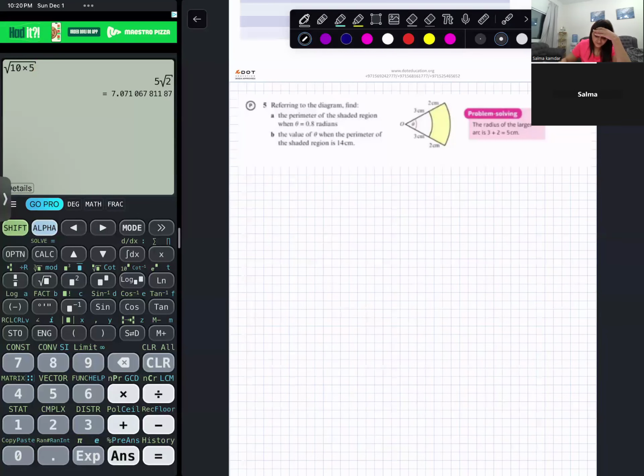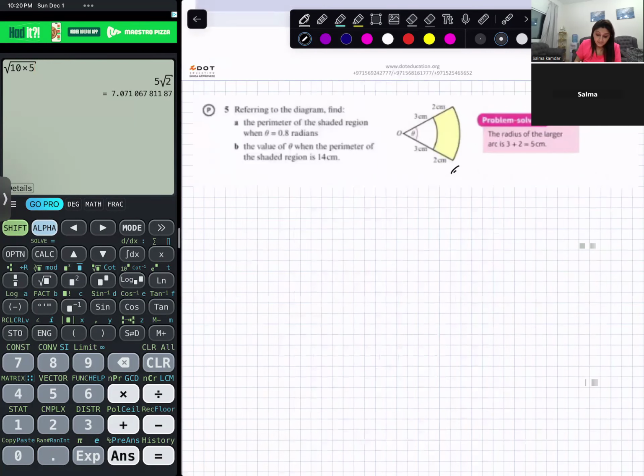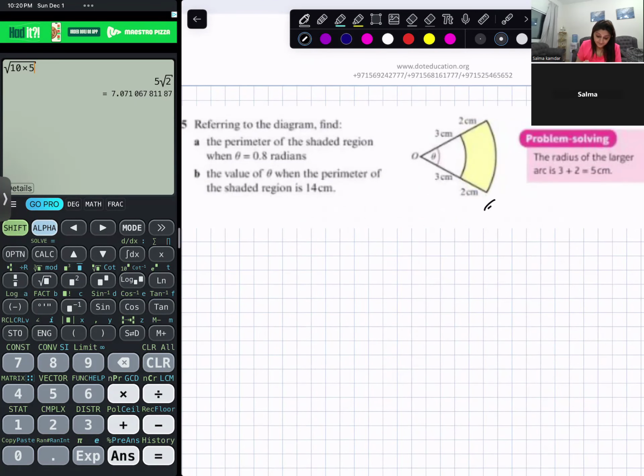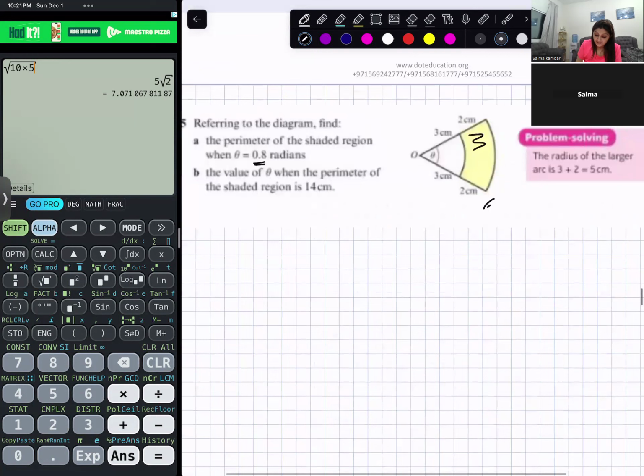Let's look at this question. They're saying, referring to the diagram, this is my diagram. Find the perimeter of the shaded region when theta is 0.8. So I have to find the perimeter of the shaded region. This is the shaded region.